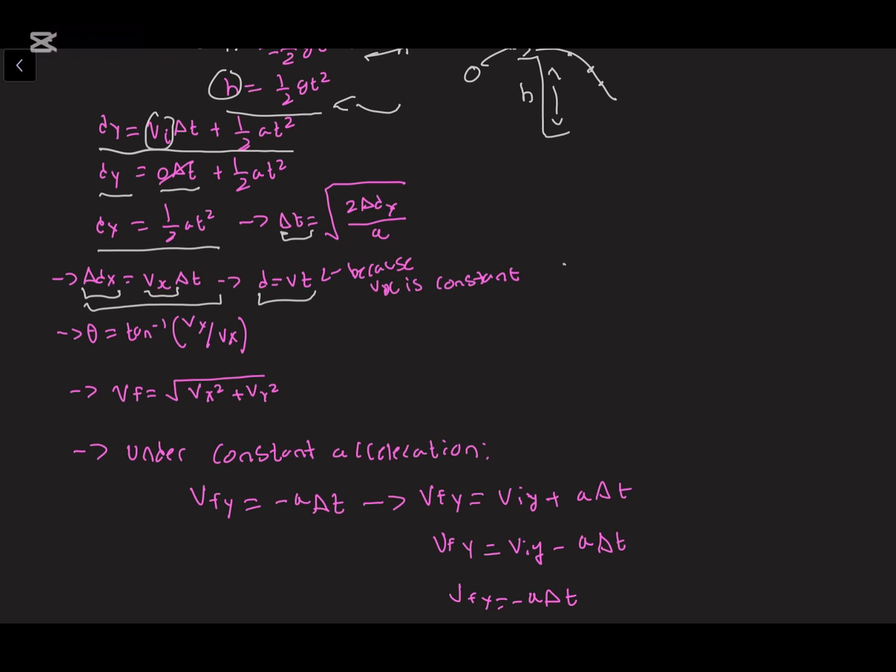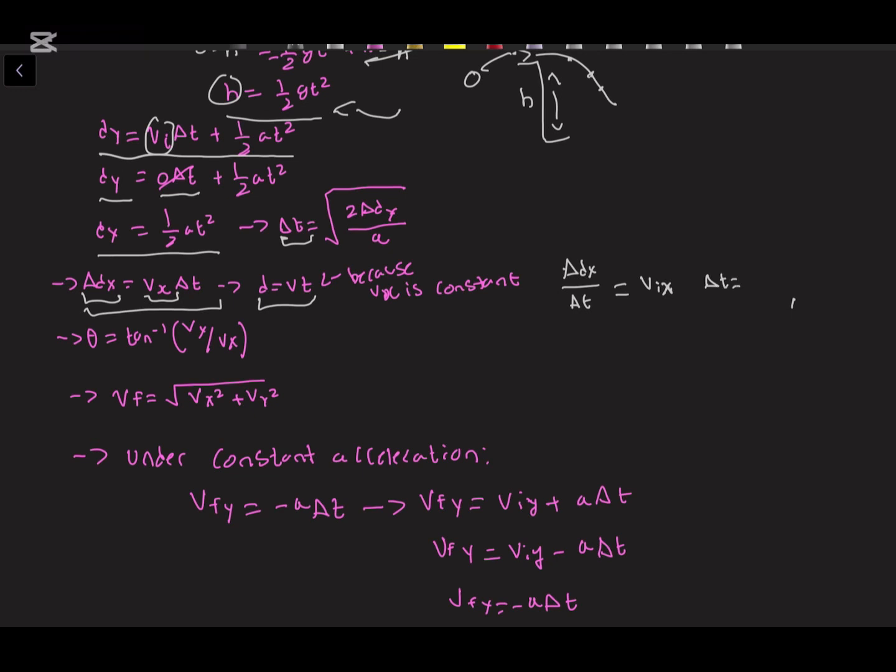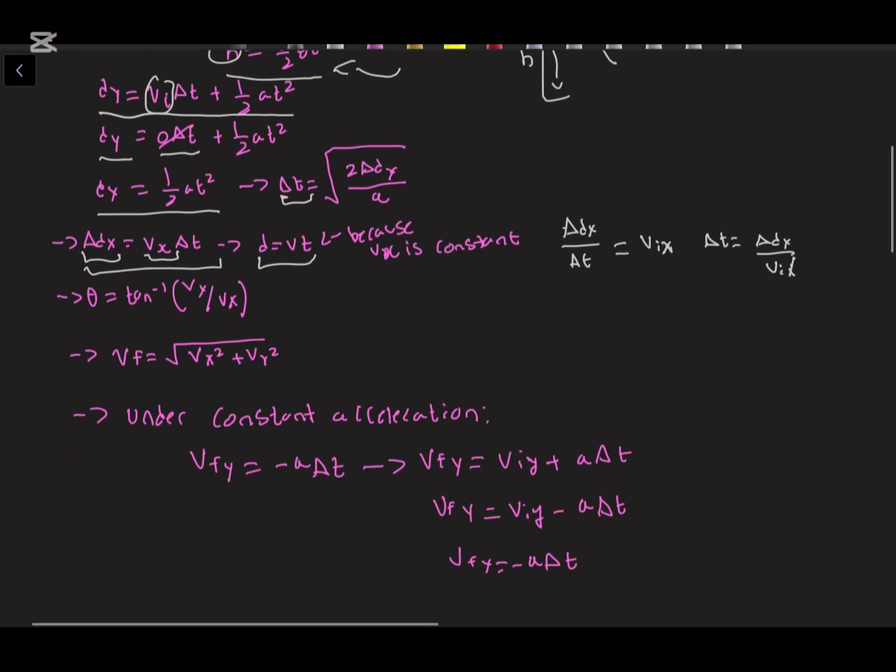So if you want to rearrange it for vix, it would look something like this: delta dx over delta t equals vix. And you can also do it for time. If you were to do it for time, it would just be delta t equals delta dx over vix, right? So let's continue on.